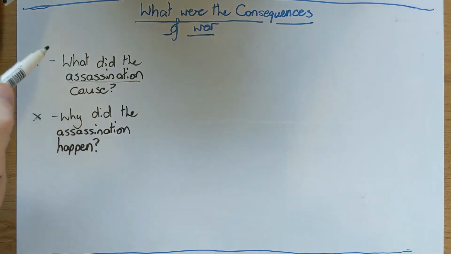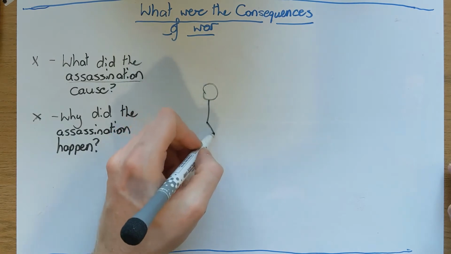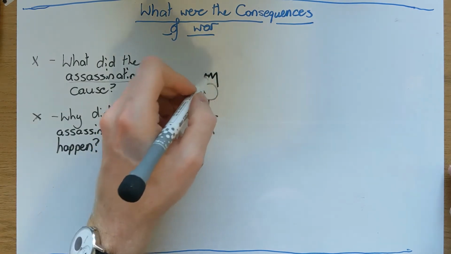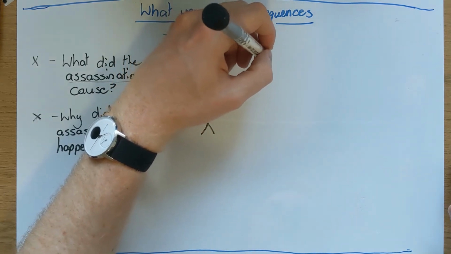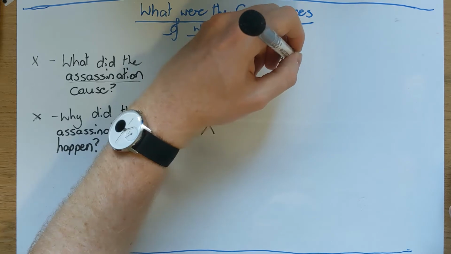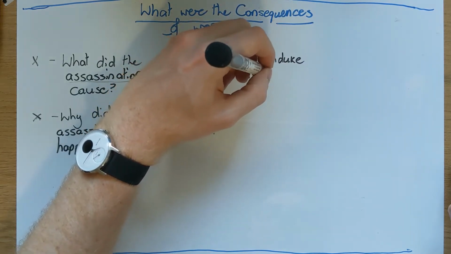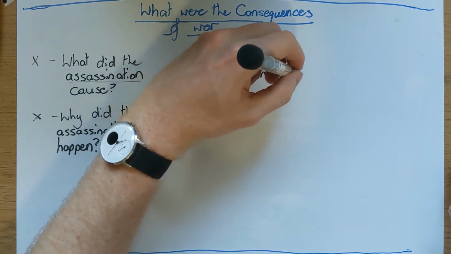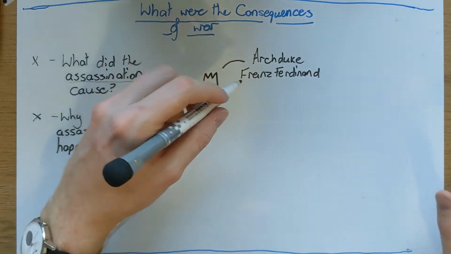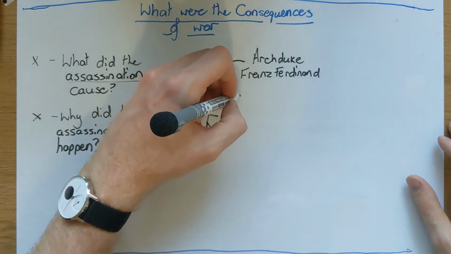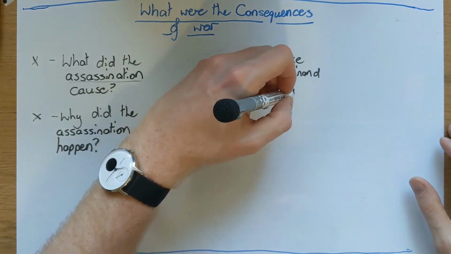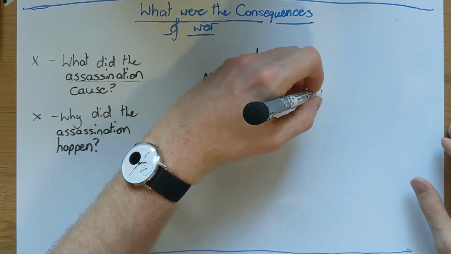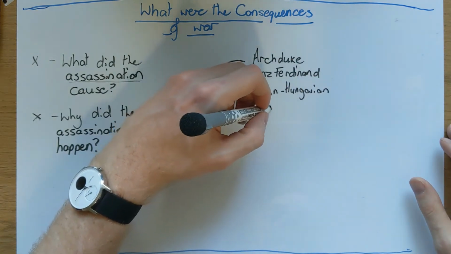Okay, so the assassination is when one person killed another. So what happened was Franz Ferdinand, and I've drawn him with a crown because he was the Archduke. He was the son of the leader of the Austrian Hungarian Empire.